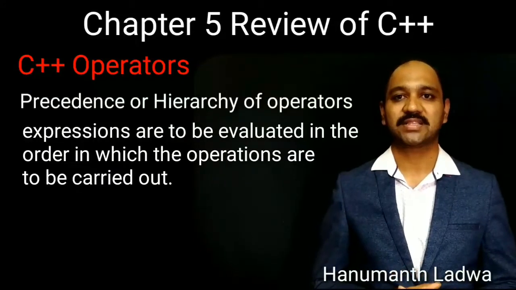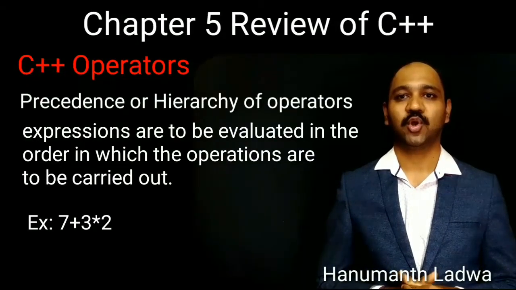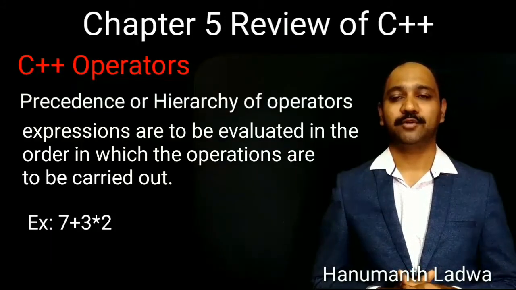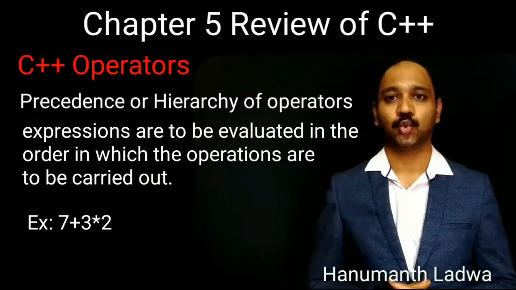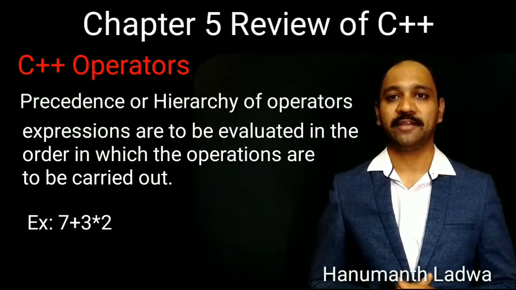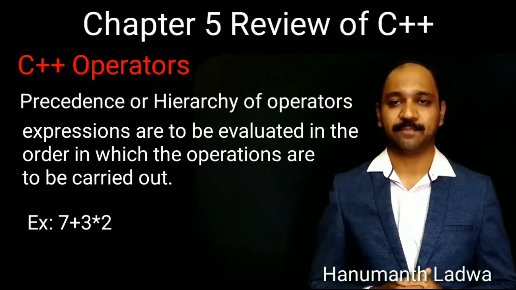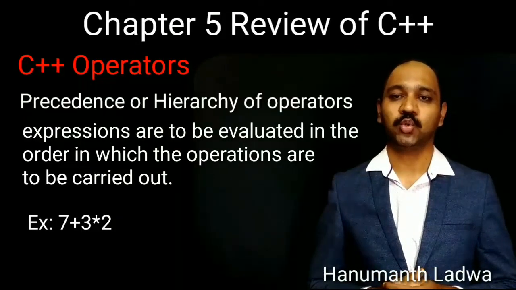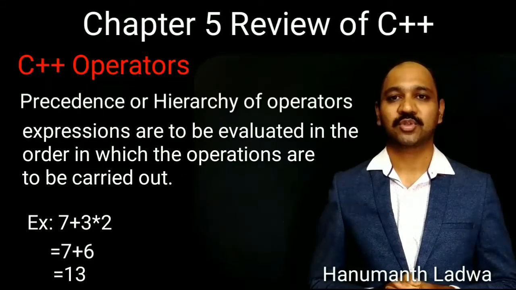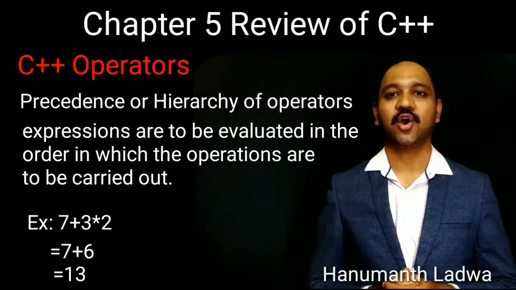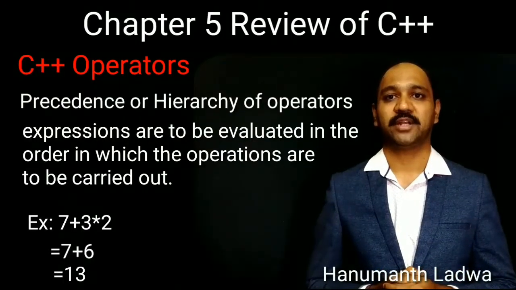Now let us take an example, 7 plus 3 into 2. Here we should not go from left to right and add 7 plus 3 first and multiply it by 2. We have to give the priority first to the multiplication because it has the highest priority. So 3 into 2, that is 6, 6 plus 7, that gives us 13. This is the actual hierarchy or precedence or priority you can give to that particular operator.